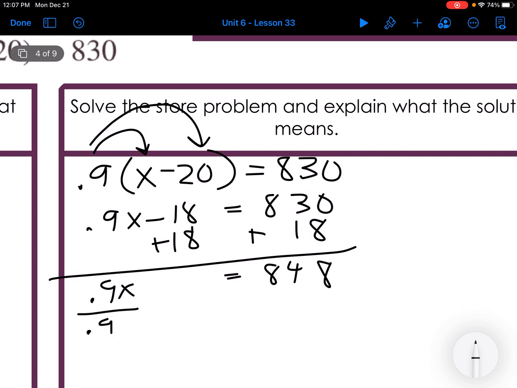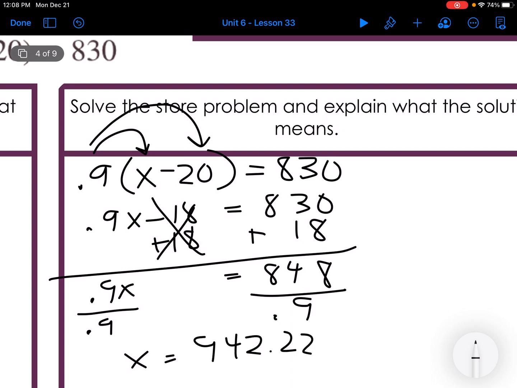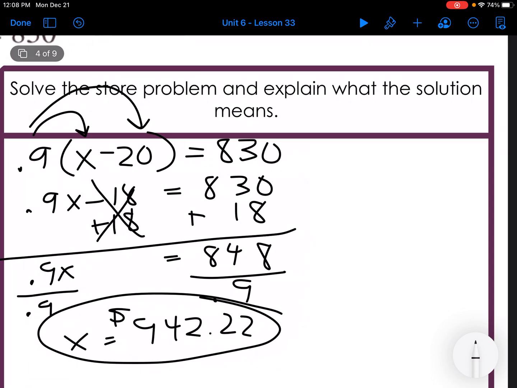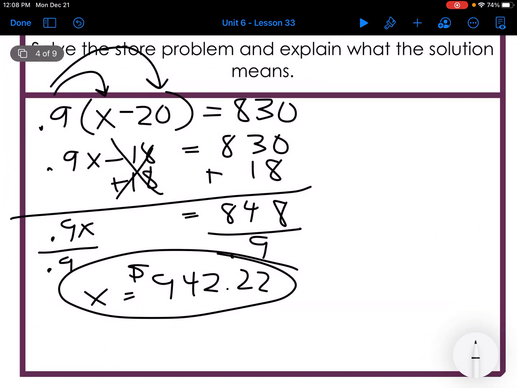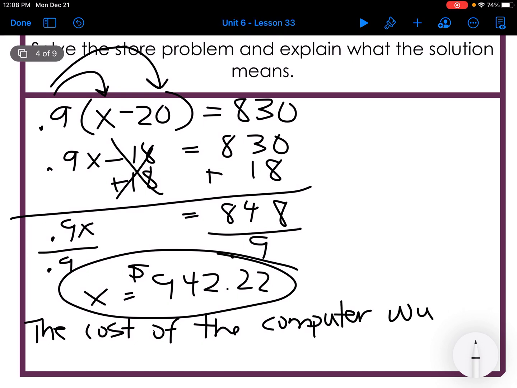So I'm going to divide by 9/10 because I zeroed out and now I'm trying to find for 1. So 848 divided by 9/10 leaves me with $942.22. What does this mean? The cost of the computer was originally $942.22.